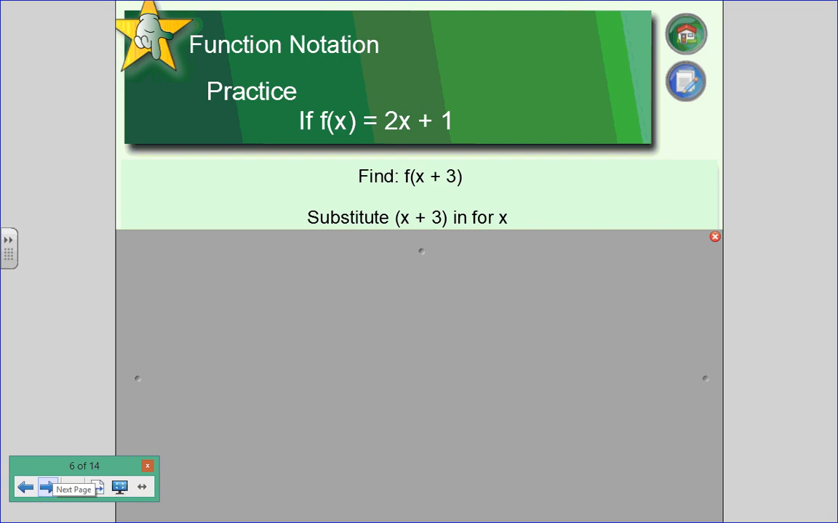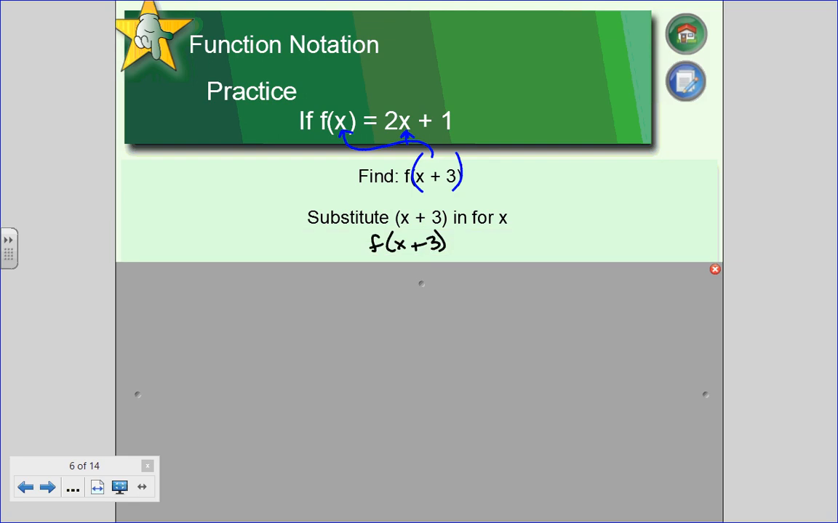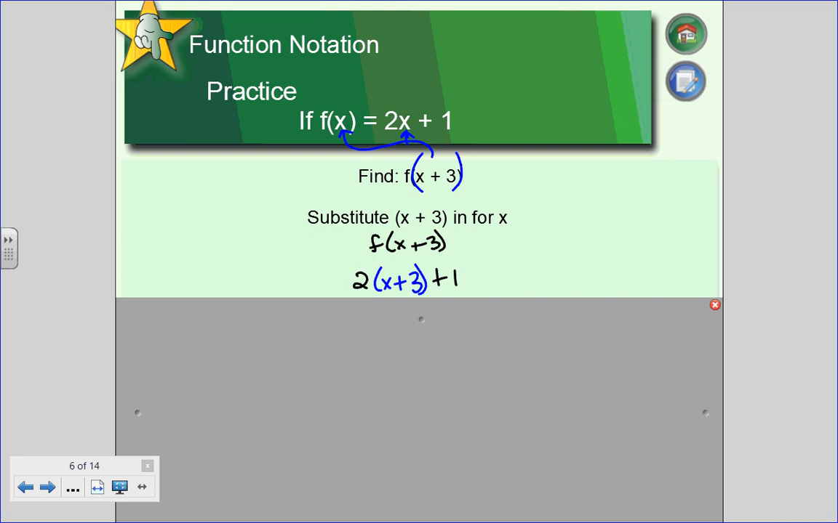Okay, this problem, our function is f of x equals 2x plus 1. We are being asked to find f of x plus 3. So we're going to follow the same process where we substitute whatever is inside of these parentheses in for every x that we see in our function. So right here is an x, so we're going to replace that x with an x plus 3. Again, using parentheses when we make that substitution.